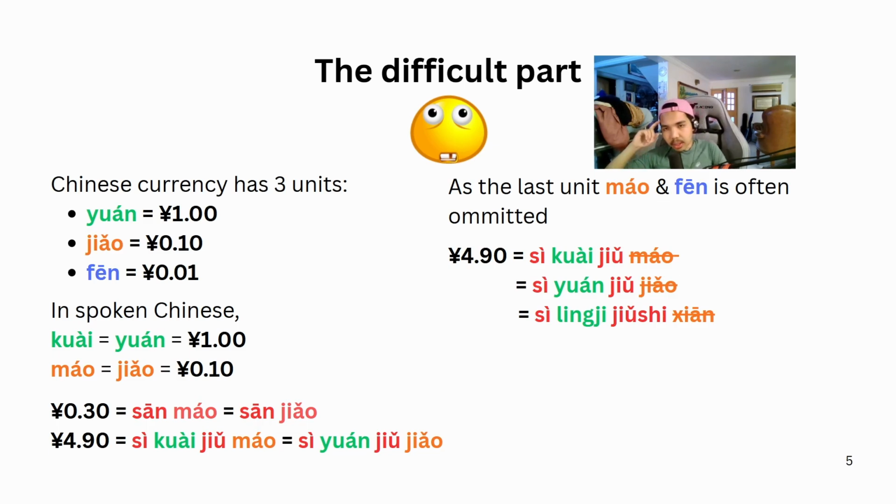Moreover, this is less of a difficult part, as the last unit, mao and fen, is often omitted. So it's the same in Malay where we say 3 ringgit 50. So it's 3 ringgit and 50 sen. The same can also be said for Mandarin. So 4.90 yen is 4块9. It can also mean 4 yen 9 or 4 lingqi 90. So 3 ringgit 90 sen. So there are like 3 ways you can say it. So that can be a difficult part when learning this.